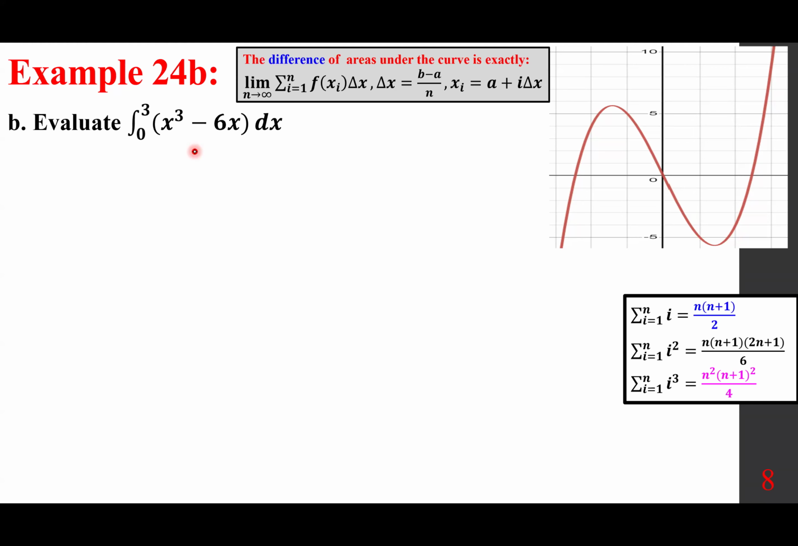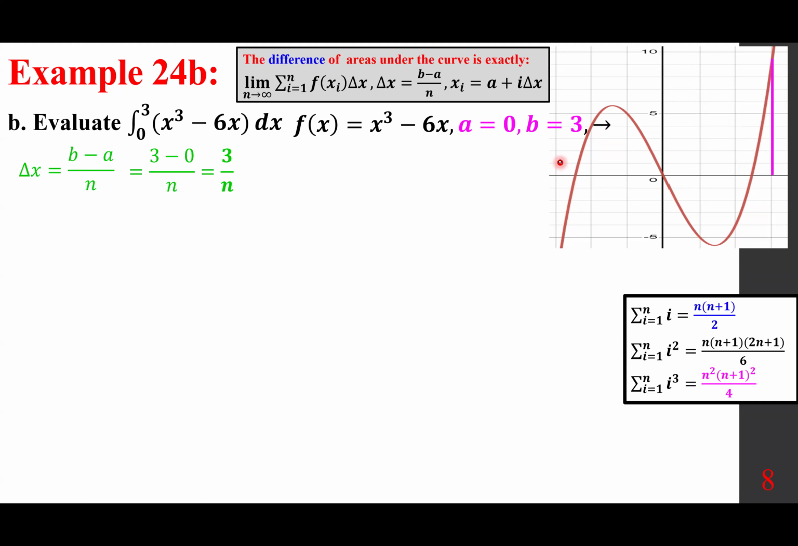to do that, we are going to go with A is 0, B is 3, delta x is B minus A over N. So this is the area we want. Again, same area, okay? So that's the function. A is 0, B is 3, delta x is B minus A over N, 3 minus 0 over N. X sub i is A plus i delta x. And A is 0, simply i times delta x. Again, remember, we want this area.